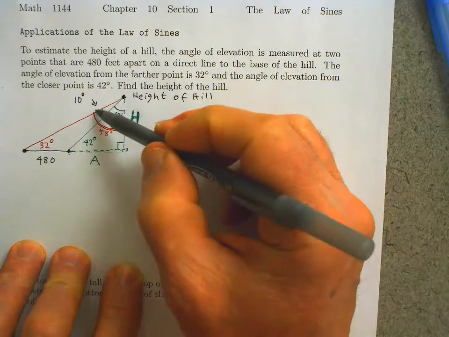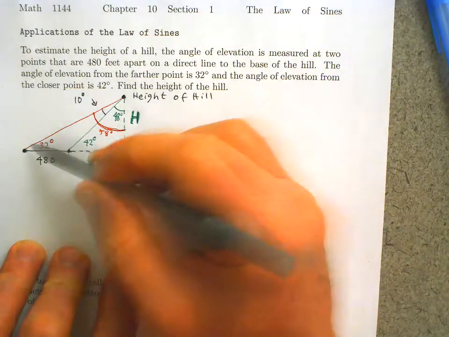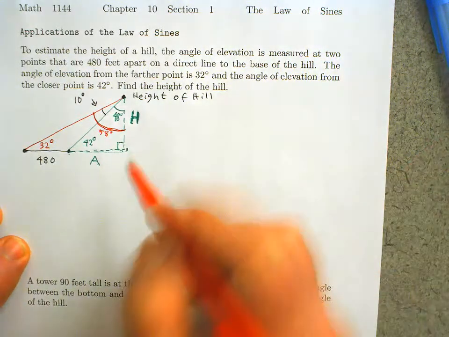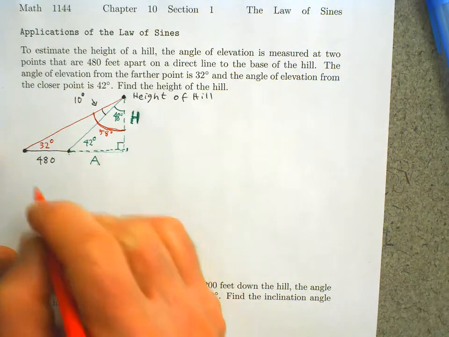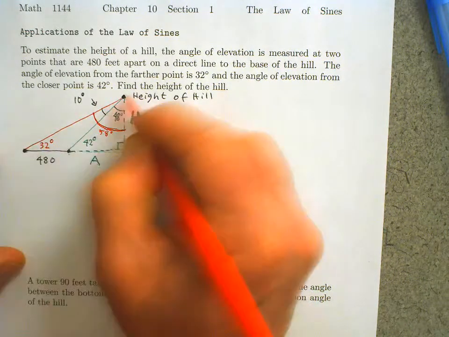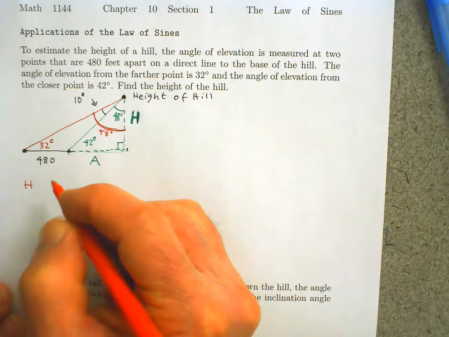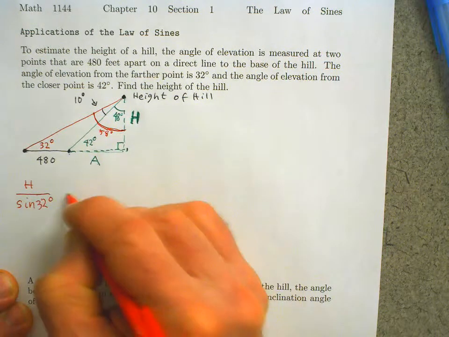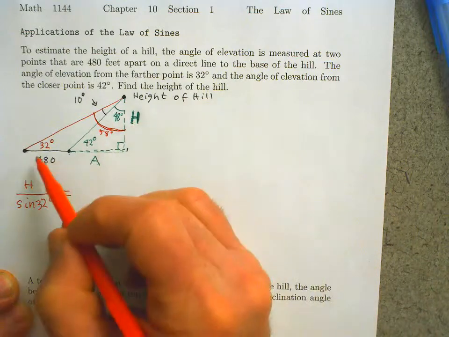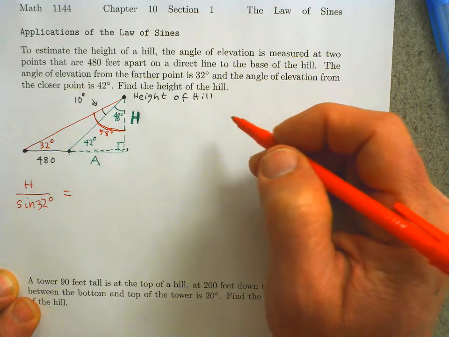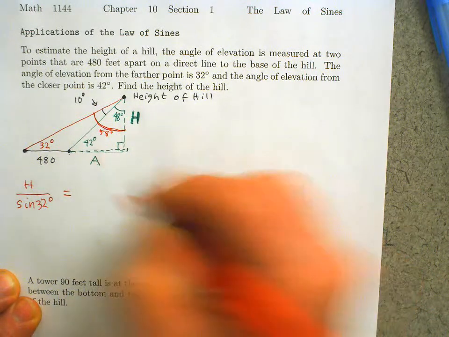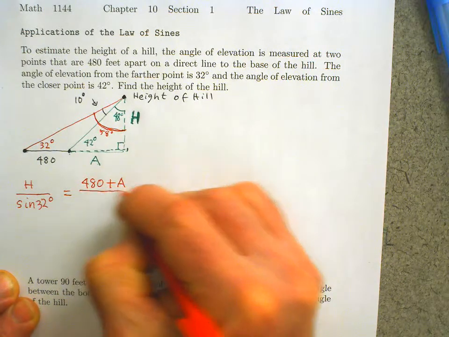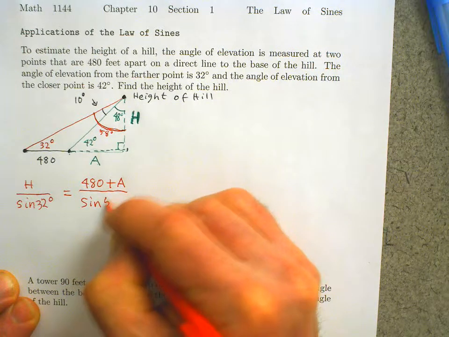Okay, so if we use the big right triangle, we can write that capital H, which is opposite 32 degrees, using the law of sines, capital H divided by sine of 32 degrees is equal to 480 plus A divided by the sine of 58 degrees.